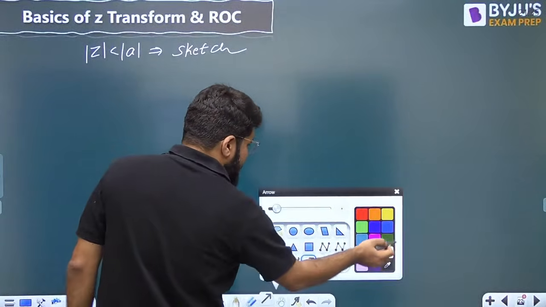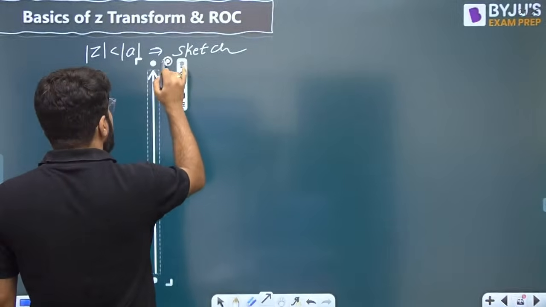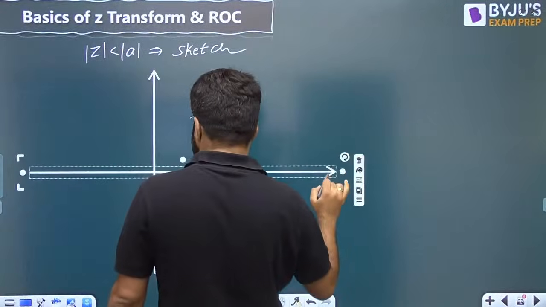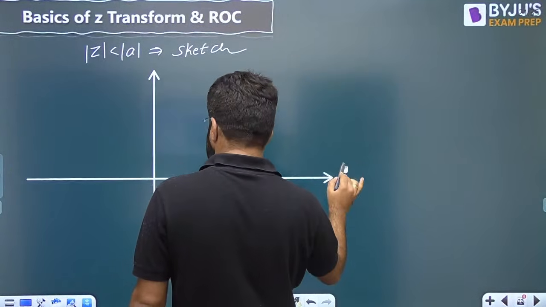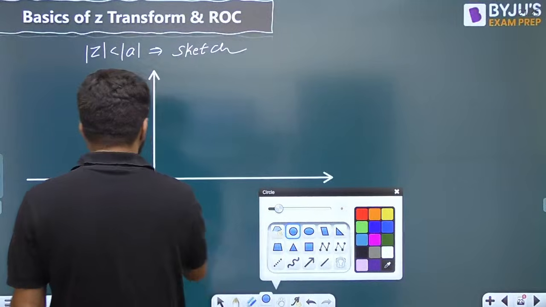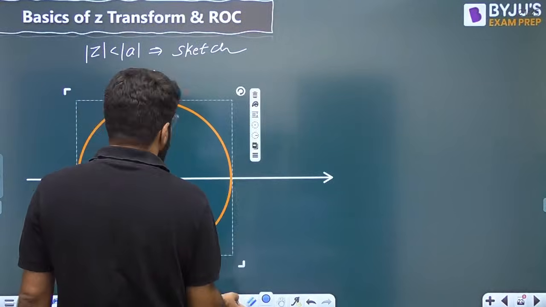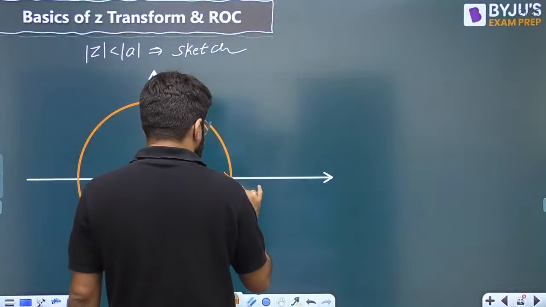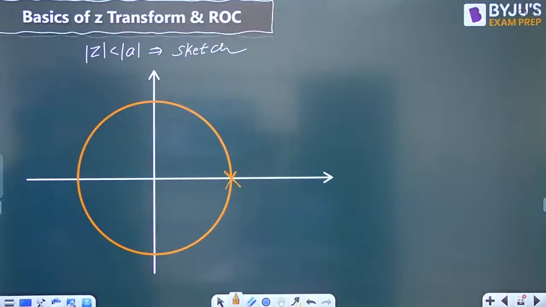So guys, once again the idea will be the same. First, forget less than or greater than. First, let us sketch mod z equal to mod a, the equality. Everybody knows that it is a circle with the radius equal to mod a, and z equal to a is once again the pole also. So let me highlight the pole also. z equal to a is the pole.